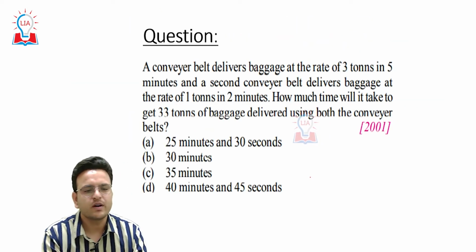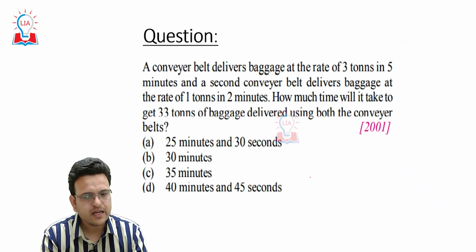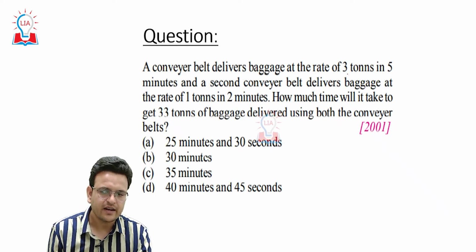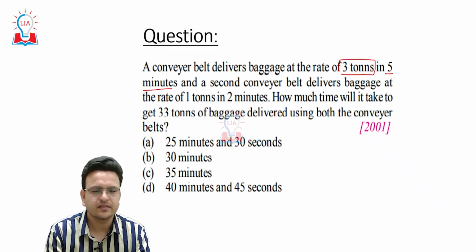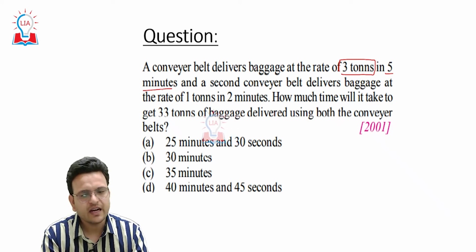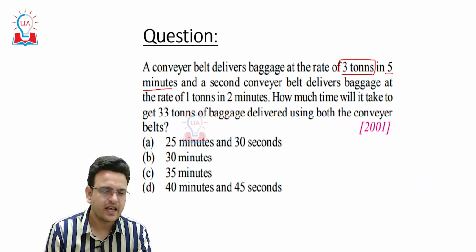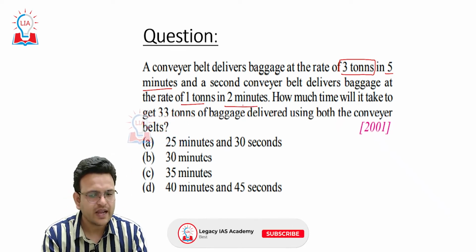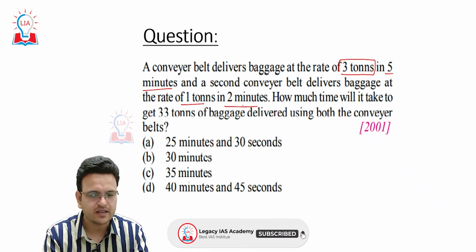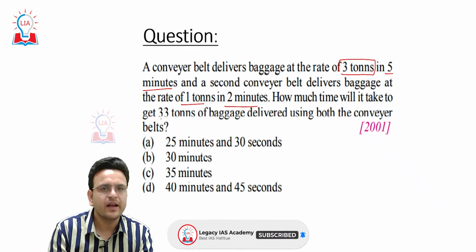Now come to one more question. A conveyor belt delivers baggage at a rate of 3 tons in 5 minutes. A second conveyor belt delivers baggage at a rate of 1 ton in 2 minutes. How much time will it take to get 33 tons of baggage delivered using both the conveyor belts together?